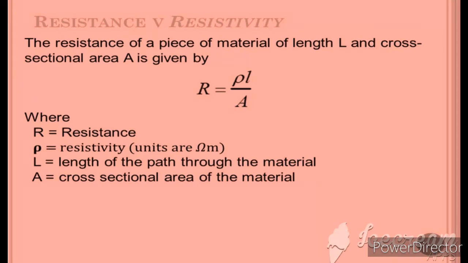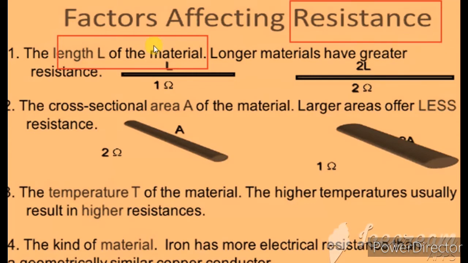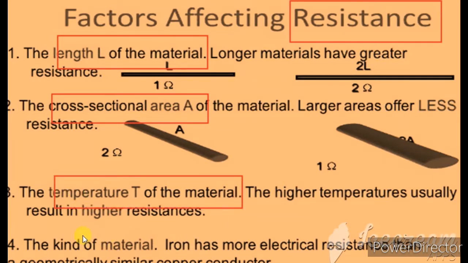Next are the factors affecting the resistance. The first one is the length. If the length changes, then the resistance also changes. Next one is the area of cross section A. Next one is the temperature of the material. The last one is the kind of material, whether iron has electrical resistance or is a simpler conductor. So it is the kind of material we are using.